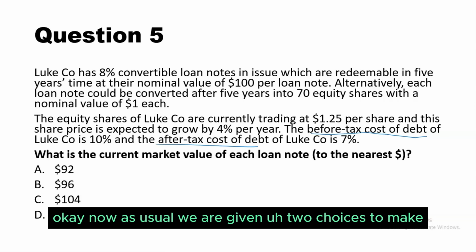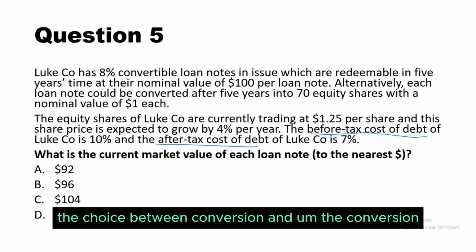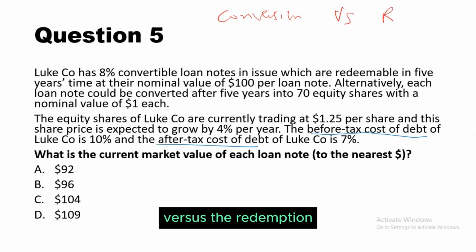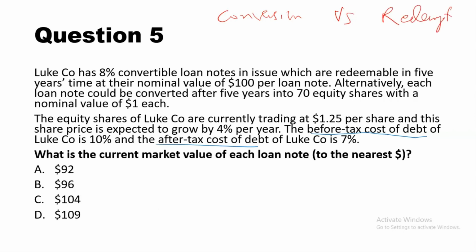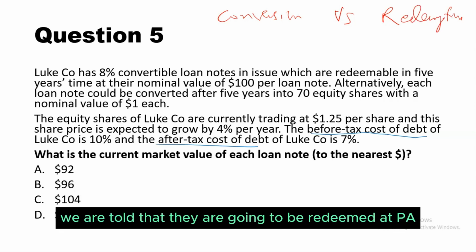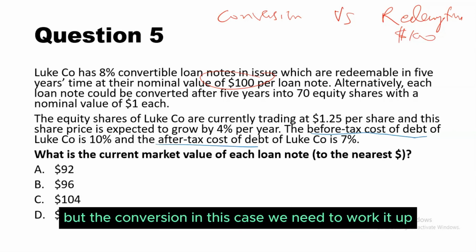Okay, now, as usual, we are given 2 choices to make. The choice between conversion versus the redemption. For redemption, we are told that they are going to be redeemed at par, that is at $100 per loan note, or the conversion. But the conversion, in this case, we need to work it out.